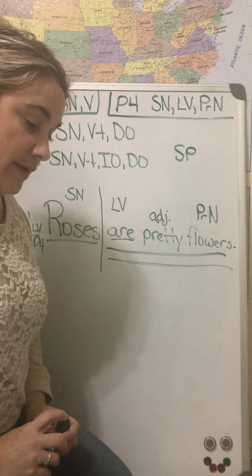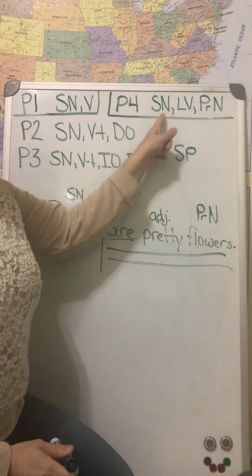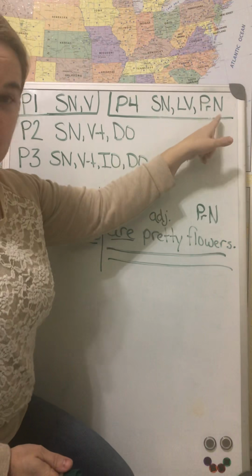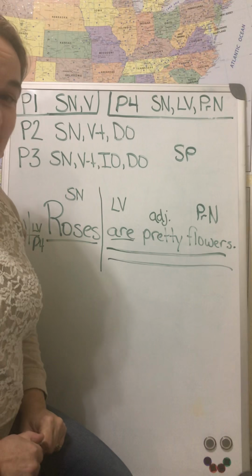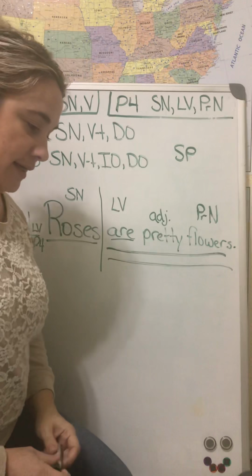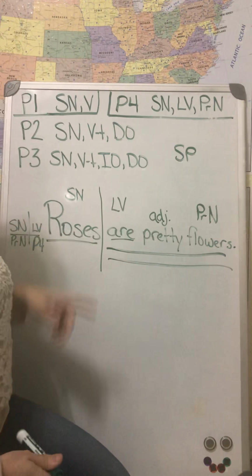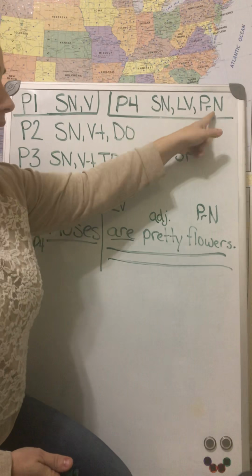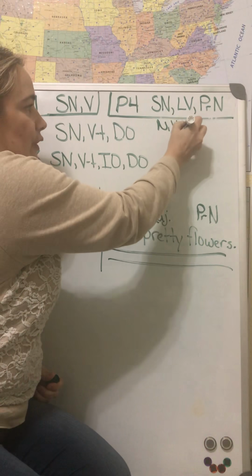What kind of verb shows a state of being and connects the subject noun to the predicate noun? A linking verb. It links my subject noun to my predicate noun, okay? And what are the core parts of a pattern 4 sentence? Subject noun, linking verb, predicate noun. And what is the pattern in a pattern 4 sentence? The pattern in a pattern 4 sentence is just what we just said. It's noun, verb, noun.